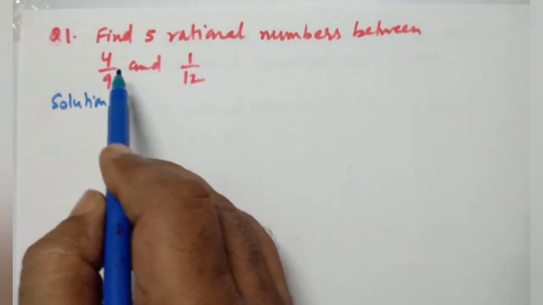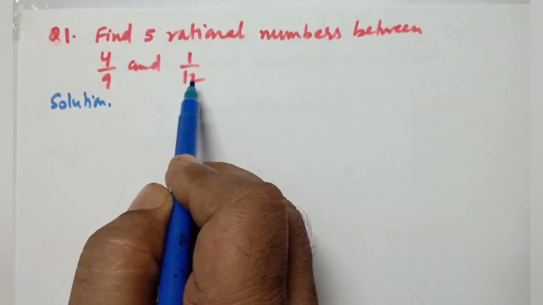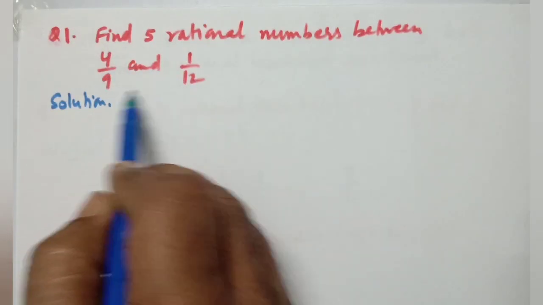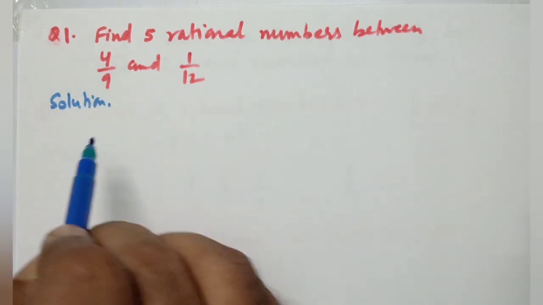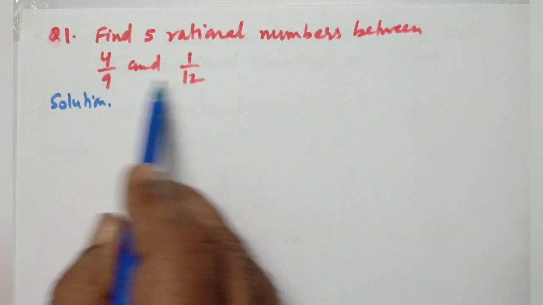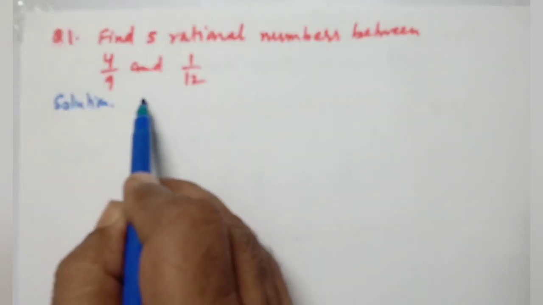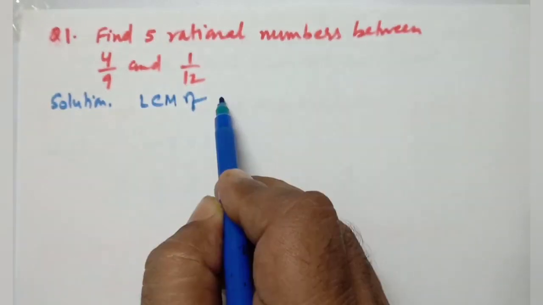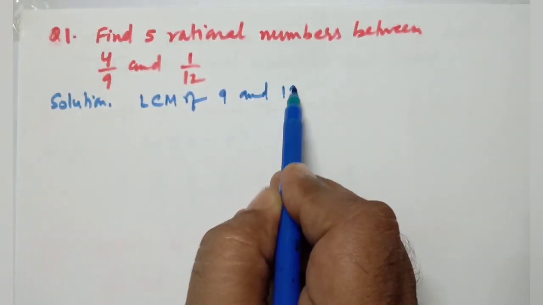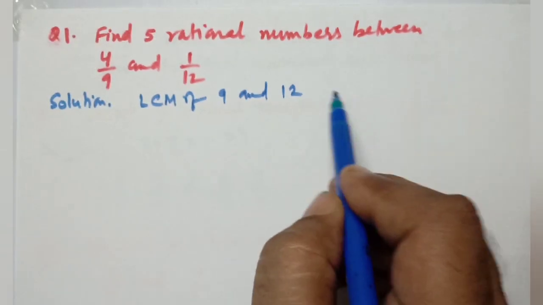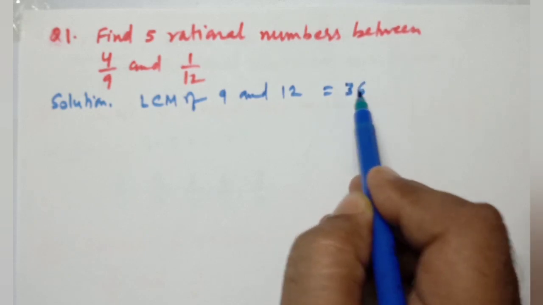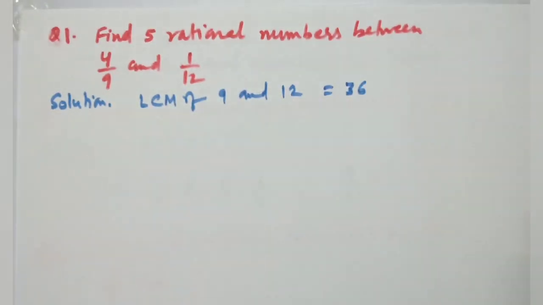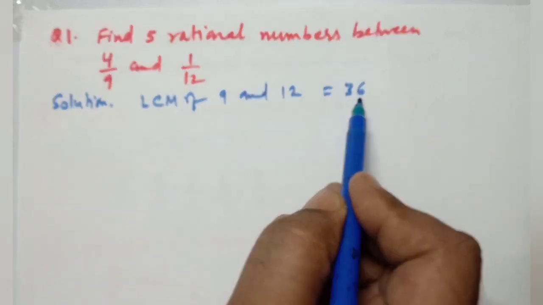So see, the question is find 5 rational numbers between 4 by 9 and 1 by 12. So here you can observe that the denominators of the two rational numbers are not same. So first step what we do is we will make them equal. So what is the LCM of 9 and 12? Find the LCM of 9 and 12. You know how you can do it in rough, and you will find that the LCM of 9 and 12 is 36. You can easily find it. Now we have to make the denominators equal to 36.